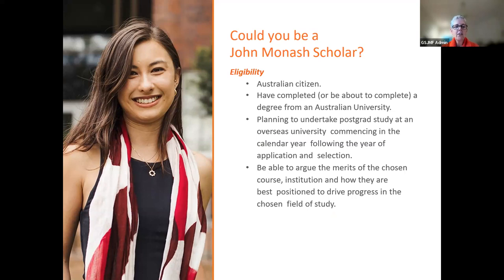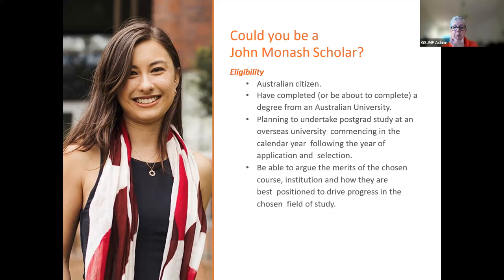A key thing, also a part of your eligibility, is how you're able to argue why you've chosen the course and the institution that you have. So really, we want you to be thinking about not why I want to go to this particular university, but how does that course of study and the institution support my planned career trajectory and my desire to give back to Australian society.